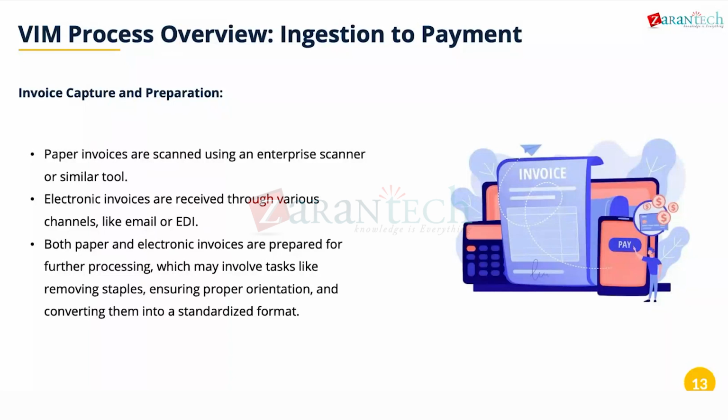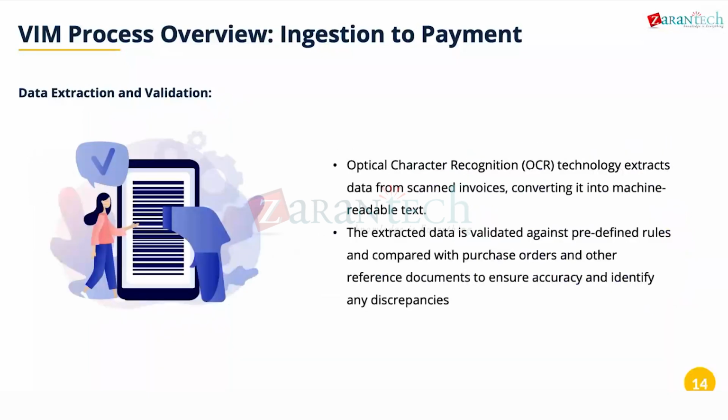Okay. So VIM deals with all kinds of data, paper or electronic, and further processing may involve tasks like removing staples. This is the example they are giving: if it is paper based, some people would have stapled 3 or 4 pages into one, and they have to remove the staples, and the papers have to be in the proper format. They also have to put in separator documents to identify when the invoice is done and what the supporting document is. So we have different kinds of formats used in converting those papers into the digitalized format of the VIM solution. And then data extraction and validation.